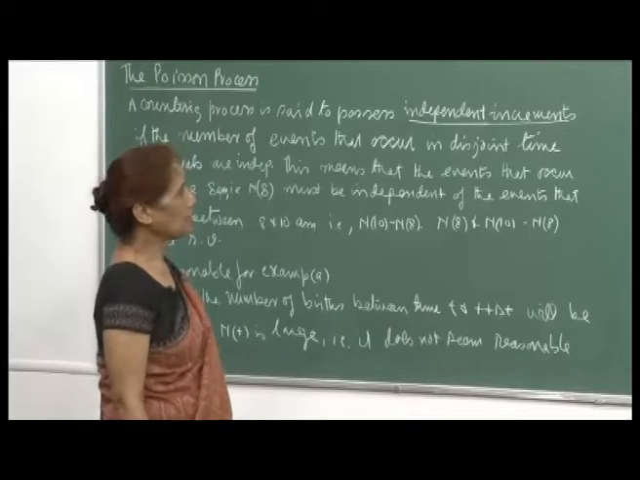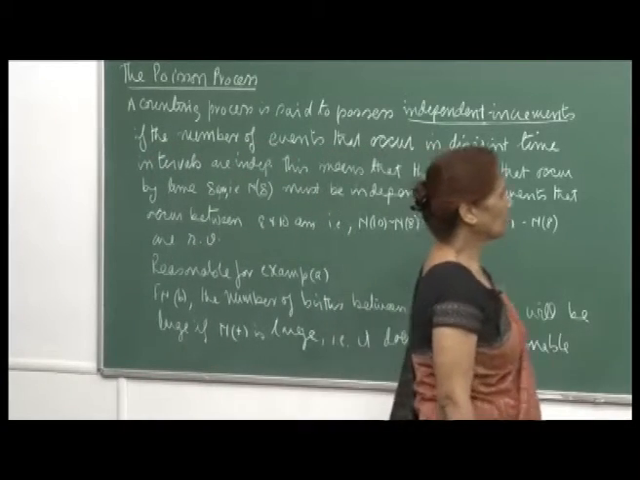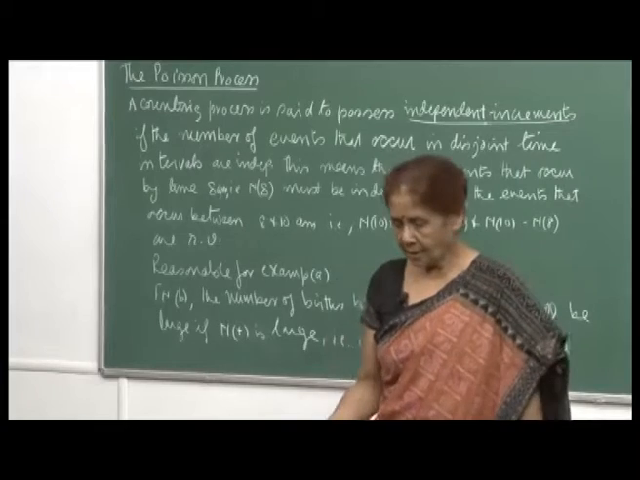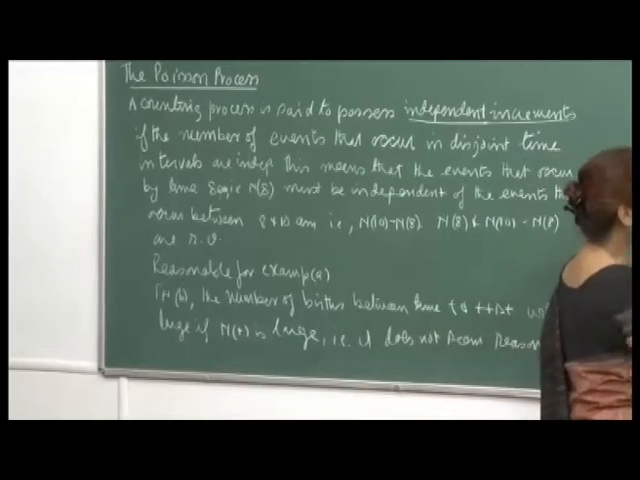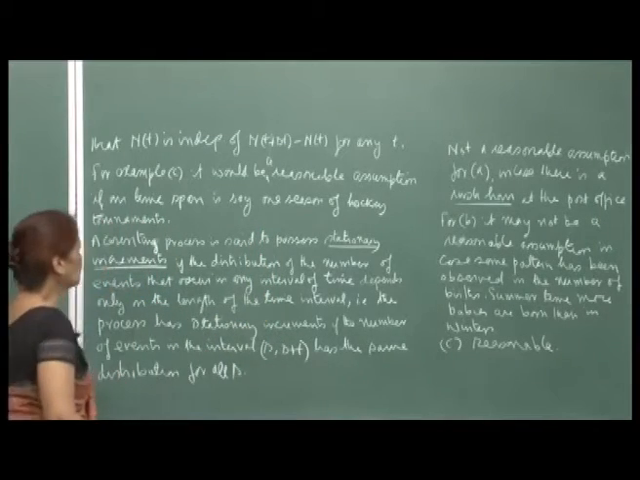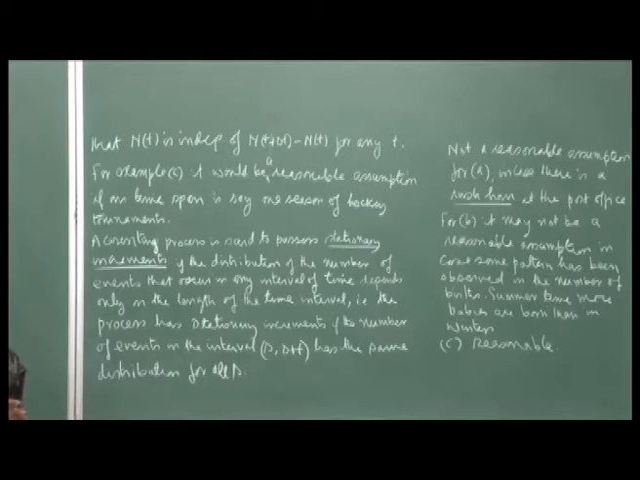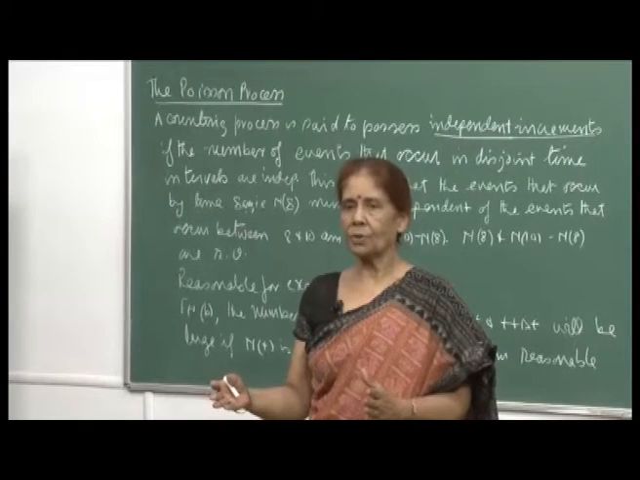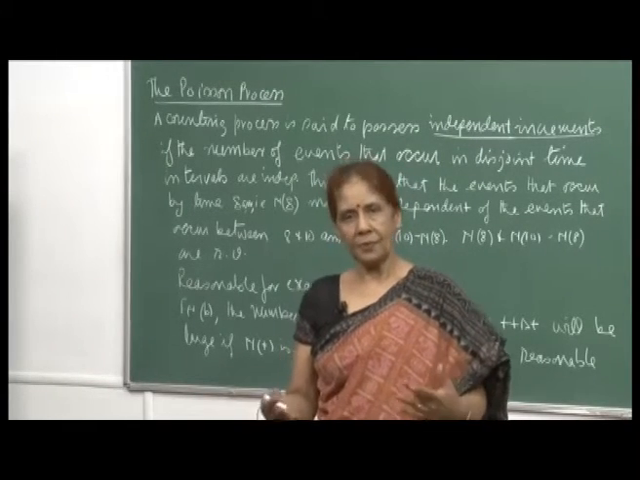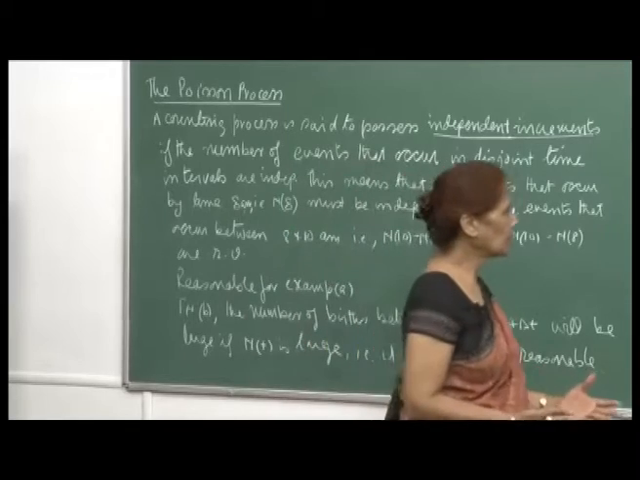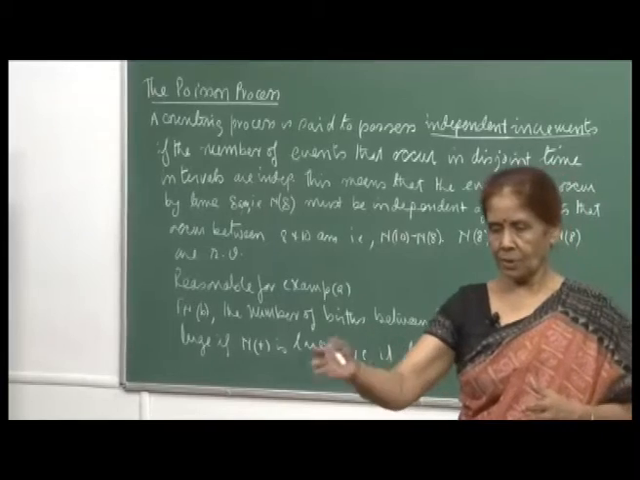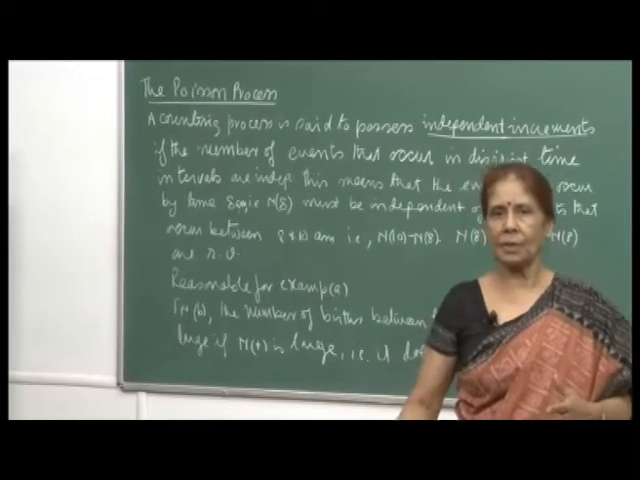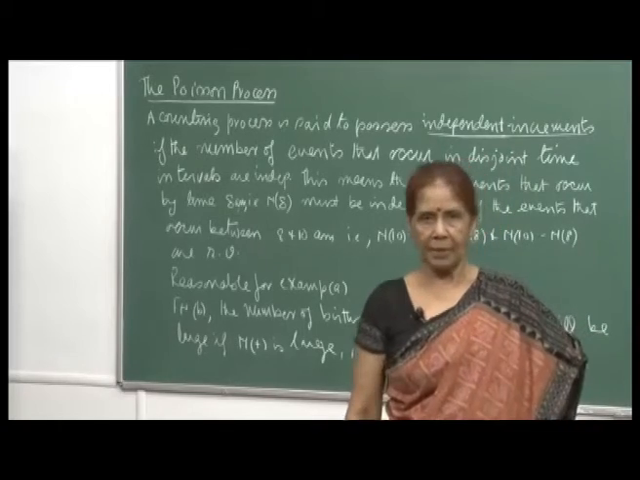Now, example C will be a reasonable assumption. Example C referred to the number of goals hit by a hockey player. If you take the time span to be one season of hockey tournaments, we expect the player either to continue to have a good form or not. The number of goals hit by him up to time t, and from t to s plus t, should be independent random variables.